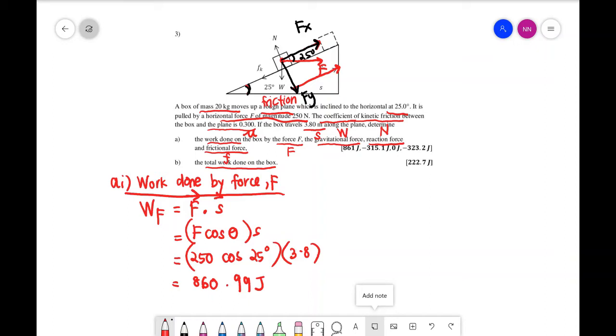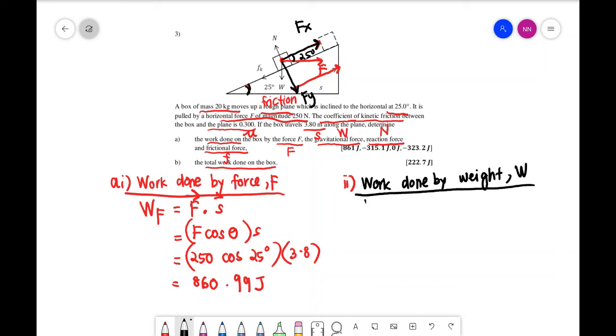And then the second one, we have to calculate work done by gravitational force. Work done by gravitational force means work done by weight. Work done by weight is weight dot S. But where's the weight?